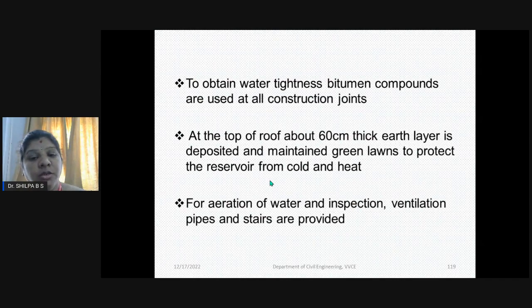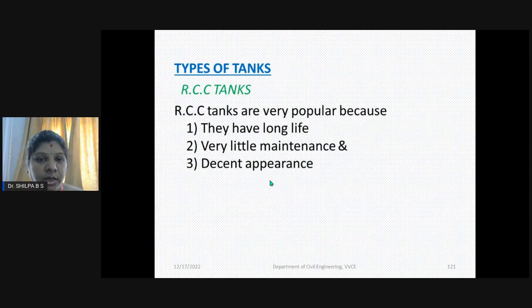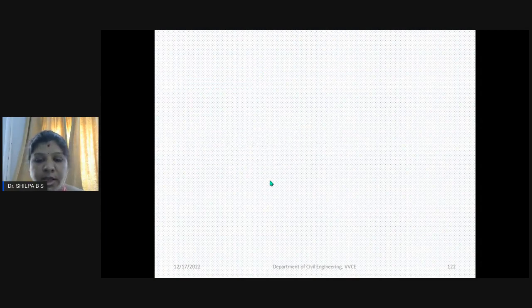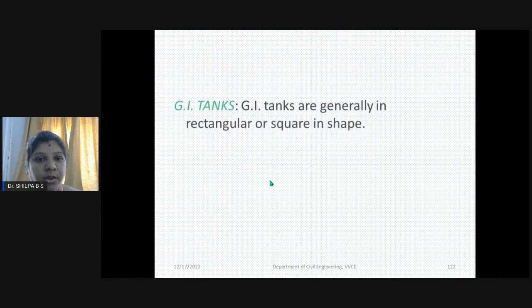For aeration of water and inspection, ventilation pipes and stairs are provided. Okay, this is one schematic representation of the underground reservoir. Then coming to the elevated reservoirs, which we call elevated tanks. RCC tanks are one type, which is most popular. They have long life, very little maintenance, and a decent appearance.